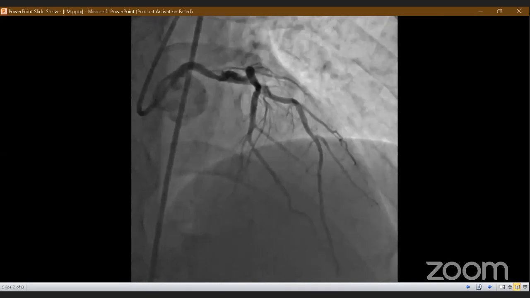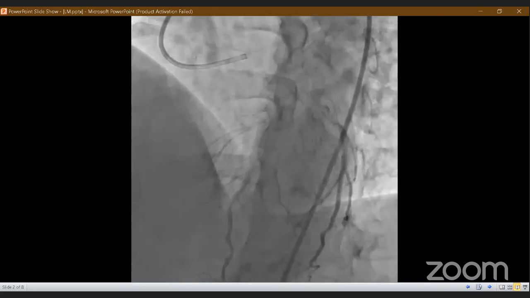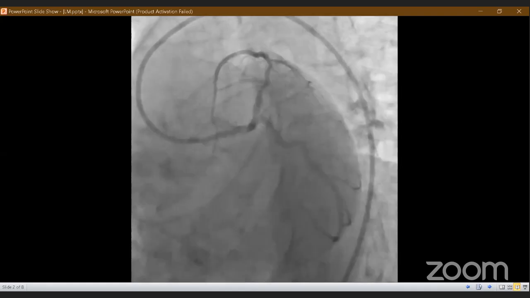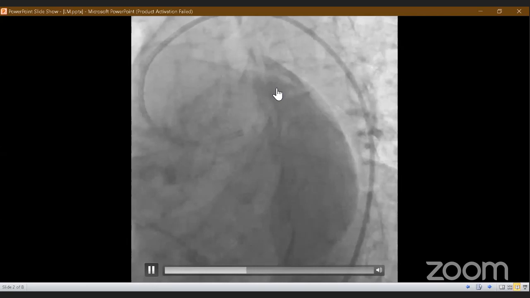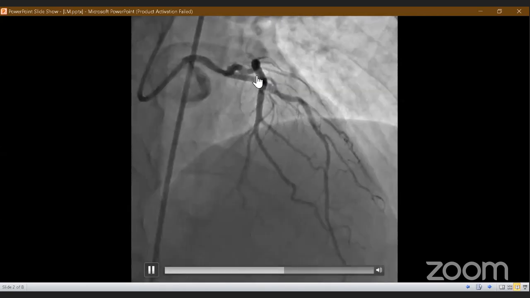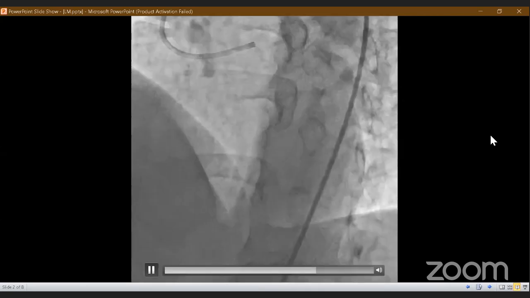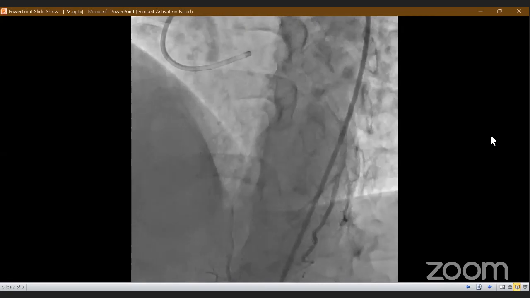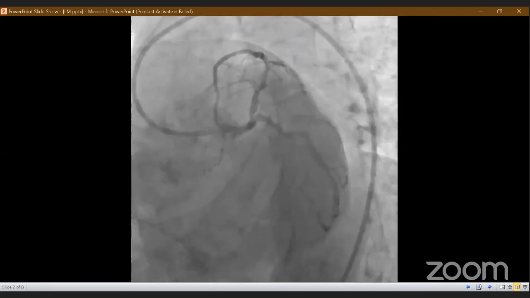This man presented with non-STEMI. This is his coronary angiogram. It's clear that there is a distal left main disease, but it doesn't look significant. But here we have the ostial LAD, the mid LAD, and the proximal LAD, an eccentric lesion. This is the angiogram.